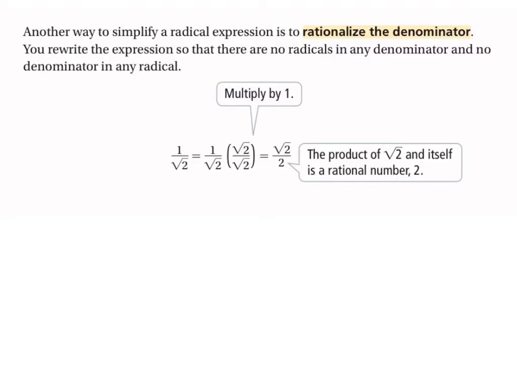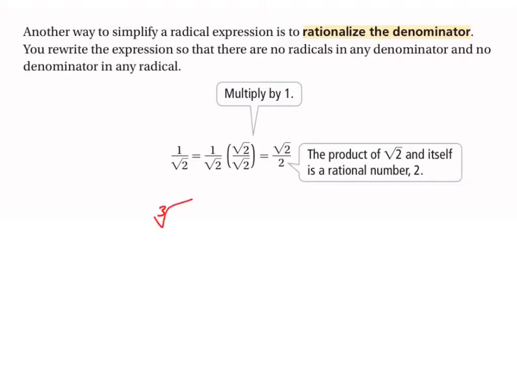All right, so another way to simplify radical expressions is to rationalize the denominator. You rewrite the expression so that there are no radicals in any denominator and no denominator in any of the radicals. So the idea is to multiply by whatever the denominator needs in order to cancel out the radical. In this case, if it's the square root of 2, you would need an additional square root of 2 in order to cancel it out, so you'd multiply top and bottom.